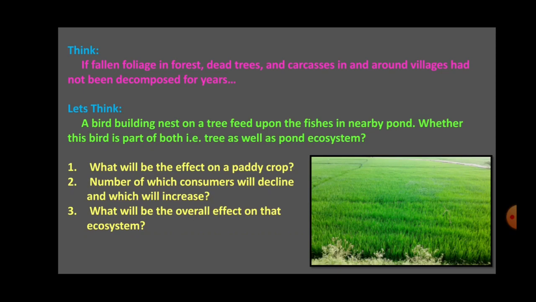The grasshoppers will suddenly rise. The frogs, the snakes, they will be no more. So your food chain comes to an end there itself. And any sudden increase or sudden decrease in the population of any living organism is harmful to nature. Clear with this? Okay, good. Let's move to the next.